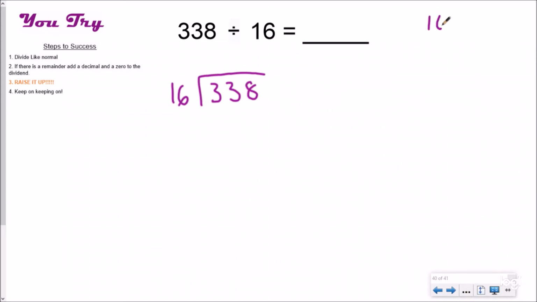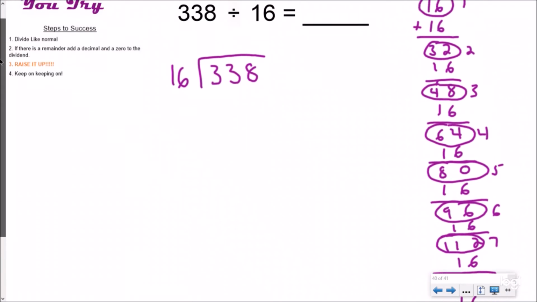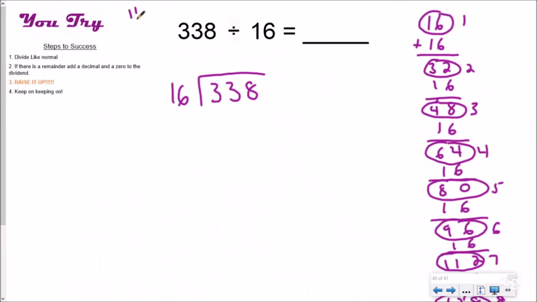Okay, so the first thing I'm going to do is make my easy multiple sheet. And I'm going to fast forward this right now so you don't have to watch the whole thing, because by now you should know how to do this. Ooh, that was hard doing that fast. And now I'm going to divide like I normally would, right? So how many groups? Multiply, subtract, bring down. Obviously this would be a 0.